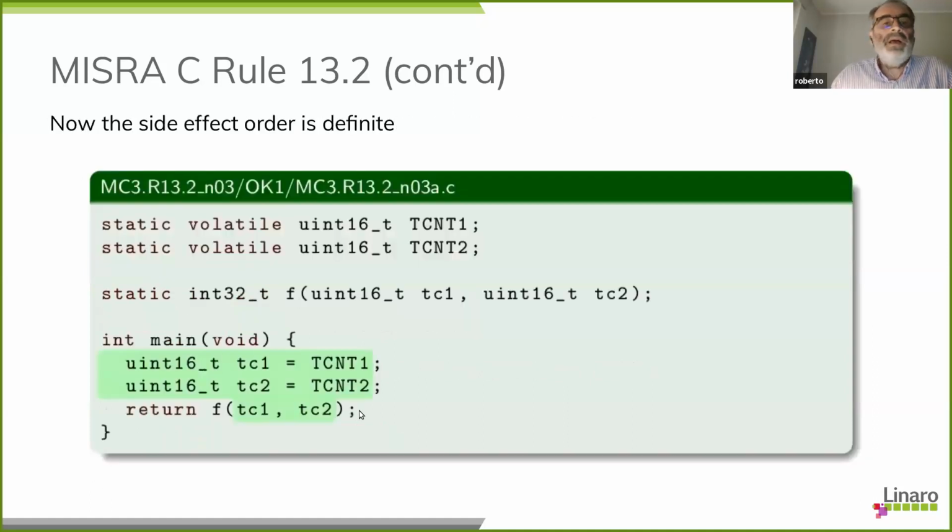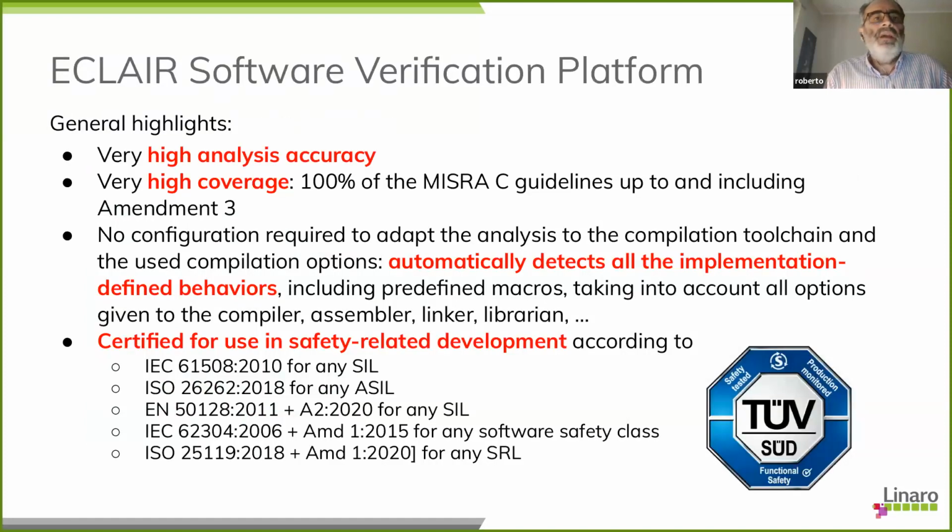So in order to be compliant, we might add temporary variables. And now, given that the execution order of this new code is completely specified, we avoid the violation, and any decent compiler will not let us pay for these extra temporary variables. Let me spend a few words about the ECLAIR Software Verification Platform.